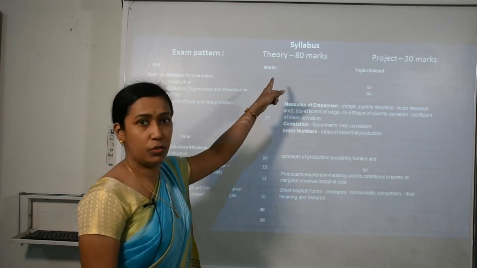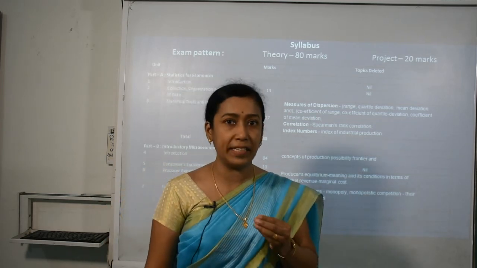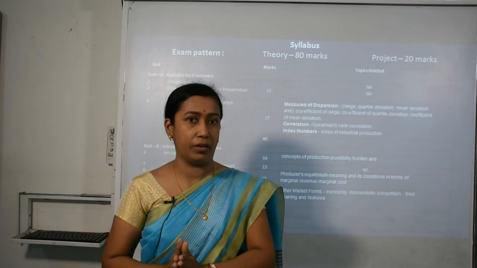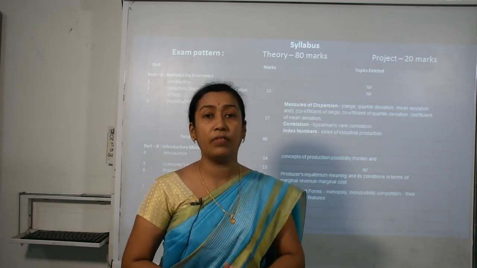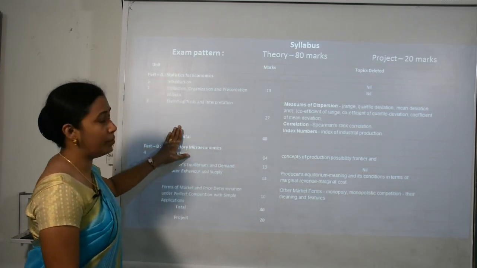In theory you will have 80 marks, that means your final exam paper will consist of 80 marks, of which 40 marks are for statistics, 40 marks for microeconomics, and 20 marks for project work. So the exam pattern will be like this.